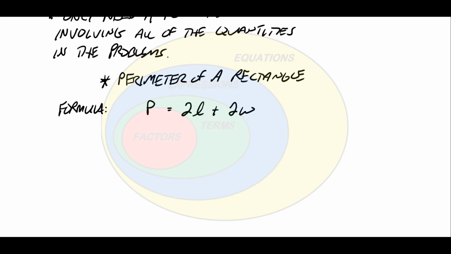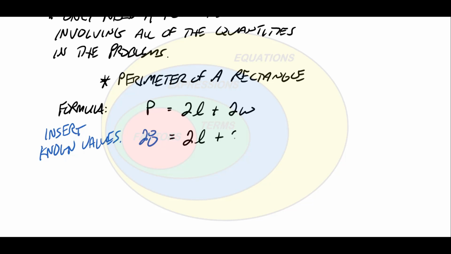But think about this. Once I have this relationship, then just insert known values. So the perimeter was the 28. That was how much fencing I'm going to use total. And that equals 2 times the length. Well, the length I don't know, so I'm going to leave that as L, plus 2 times the width. Well, the width I knew was 6.